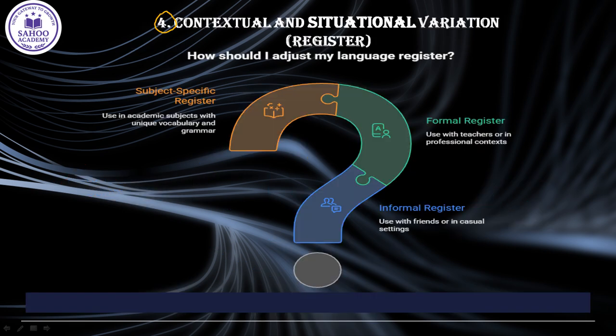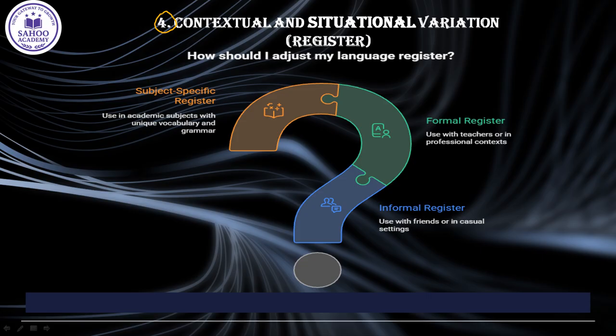Now let us study the fourth dimension, that is register. Just have a look at the question mark in the slide. In changing context and situations, sometimes we ask ourselves this question: how should I adjust my language register here? It is true that the way we talk to a close friend is different from how we speak in a formal meeting. This is also different again from how you might talk to a family member. This ability to adapt our language is something we all do, and it is a skill amid our contextual and situational variations.